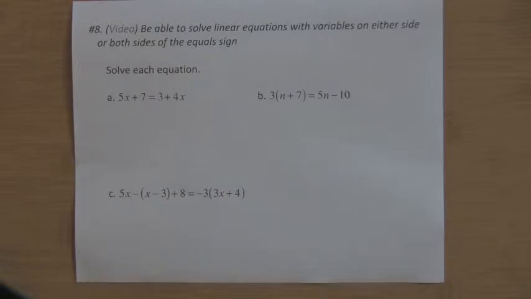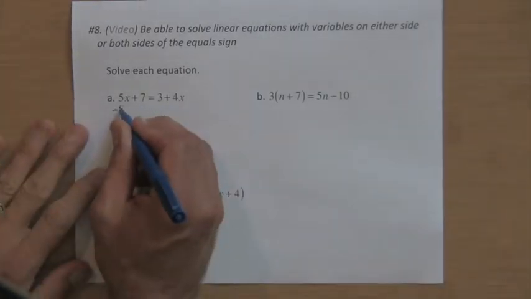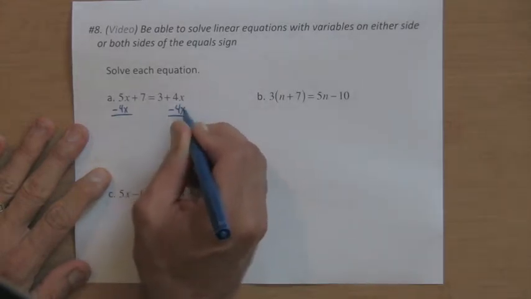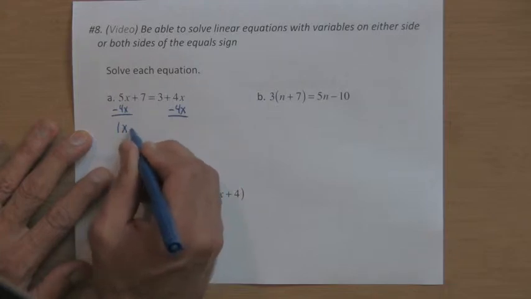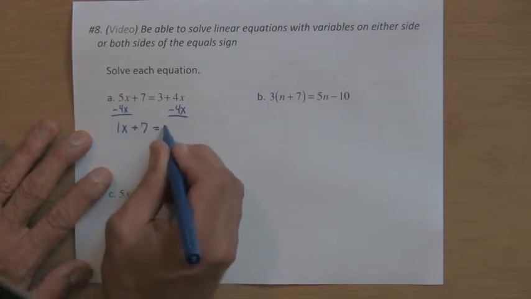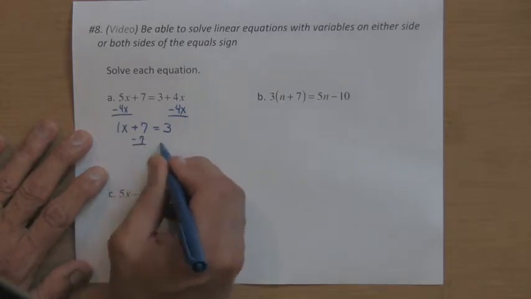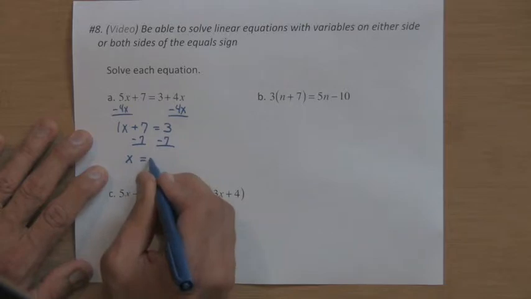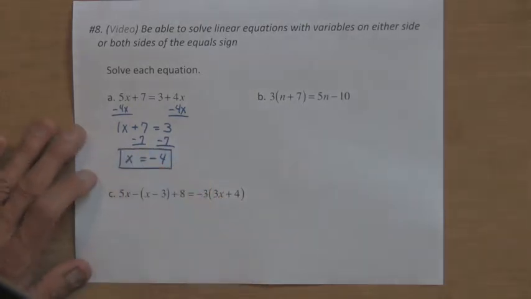So for the first one, 5x and 4x, I'll choose to bring all the variables to one side. I'm going to subtract 4x to both sides. That way on the right hand side I have no more variable x to deal with. 5x minus 4x is 1x, which is the same as x, plus 7 equals 3. I want to get that x by itself so I can subtract 7 to both sides of the equal sign. X or 1x equals 3 minus 7 is negative 4, and that is my solution.